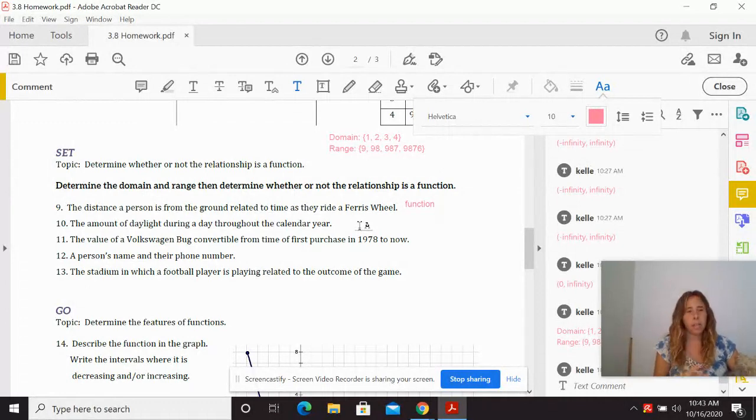Okay, so for every day, there's a certain amount of daylight. Right? In summer, we're going to have more daylight, and in winter, we have less daylight. So for every single day of the year, there's a certain amount of daylight for that day. So it is a function.